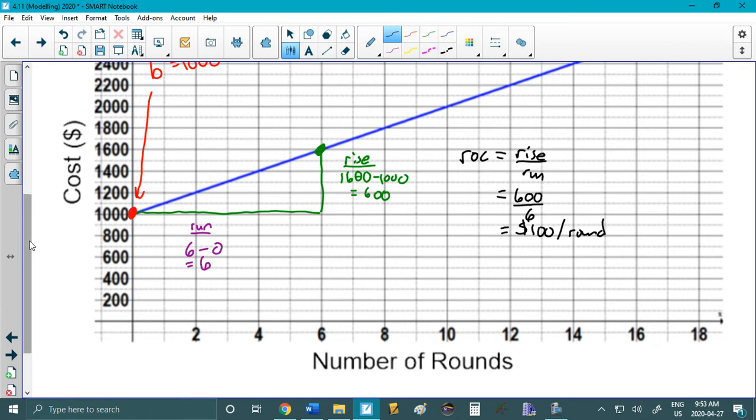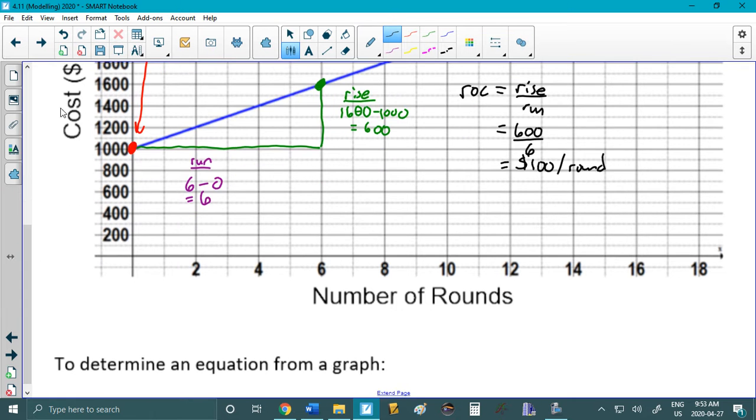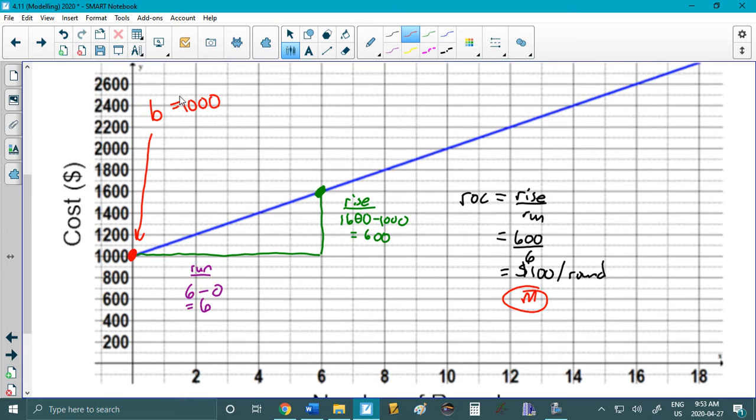Okay. So to do the equation, this is our y, right? This is our y-axis. So instead of y, we have c. So c equals, remember, it's y equals mx plus b. Our m is the rate of change, so 100. And then down here we have number of rounds. So little r, or little n. You might notice that the dependent variable is a big letter and the independent's a small letter. That's just the way it's done. It doesn't really matter. And then plus 1,000, because the initial value, or the b, is 1,000.